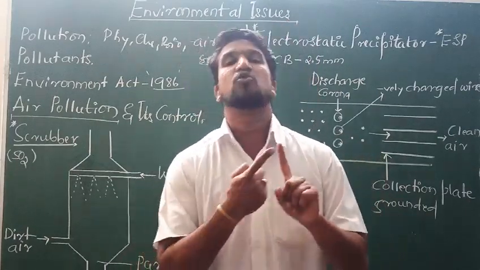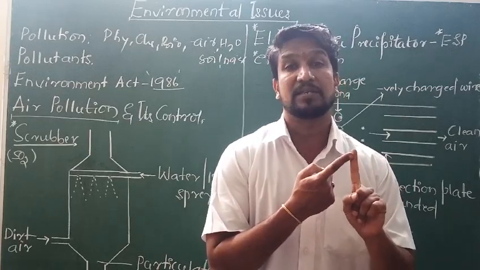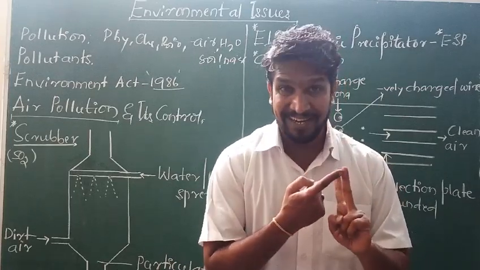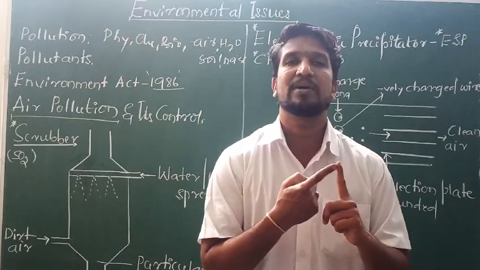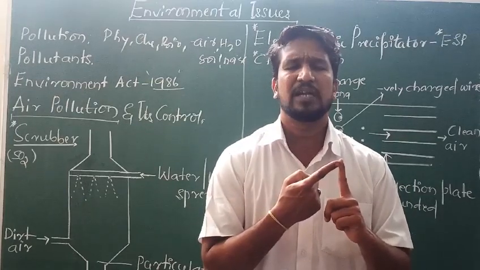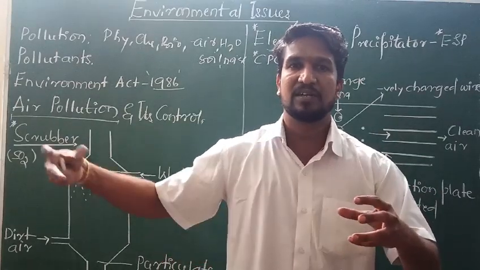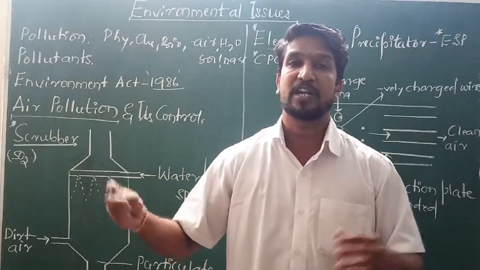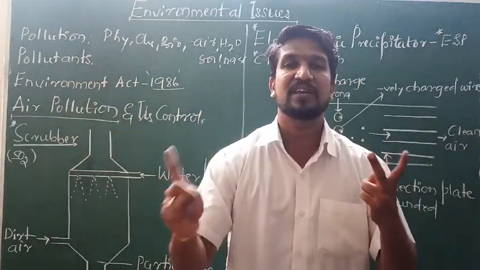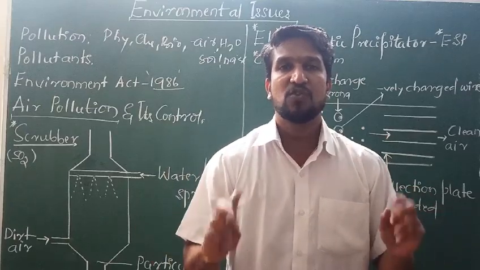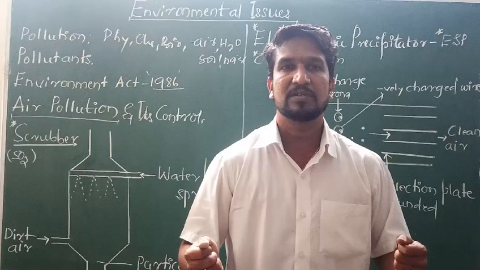What are the main causes of air pollution? Very simple. The first one is automobiles, and the second one is industries. First, automobiles. These include two-wheeler vehicles, from whose silencer pipe a huge smoke is produced. Three-wheeler vehicles like auto rickshaws, four-wheeler vehicles like cars.